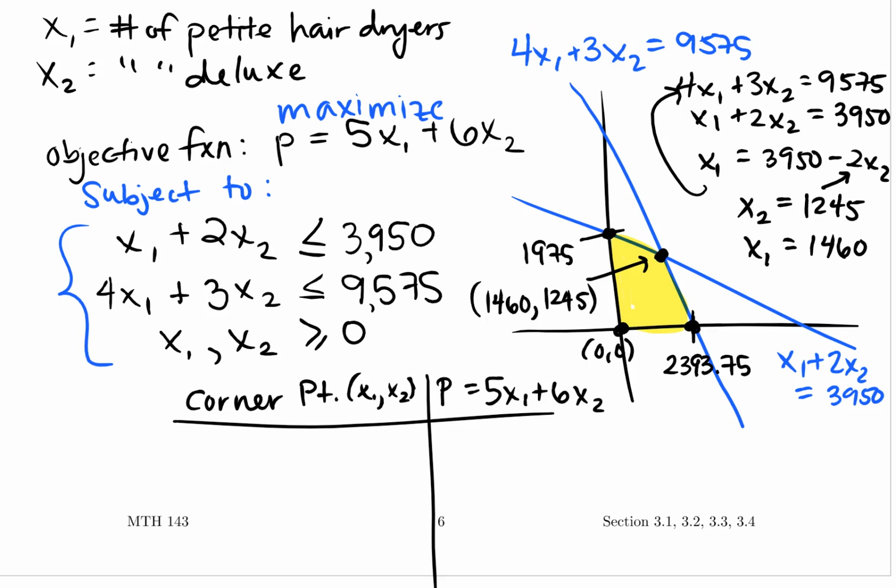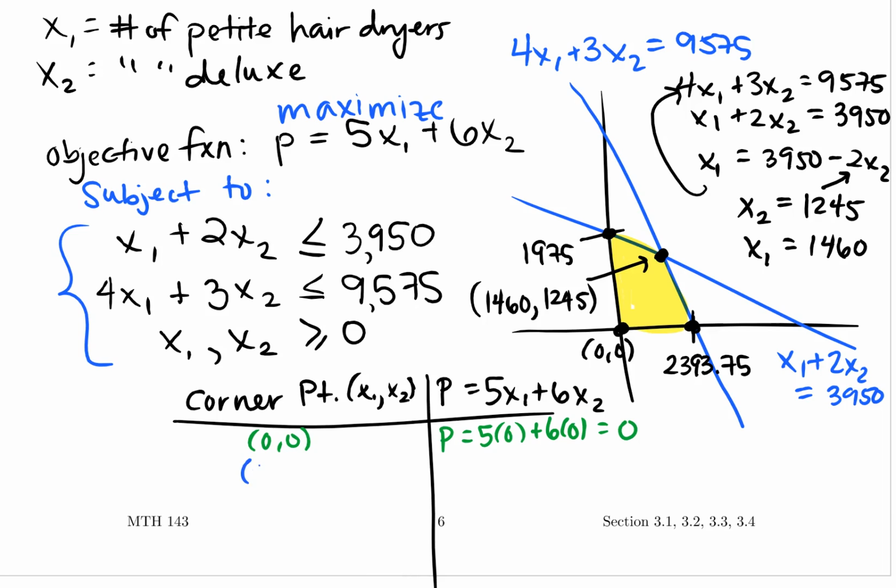So let's go ahead and start with the first corner at the origin, 0, 0. Then our profit would be 5 times 0 plus 6 times 0, so profit would be 0. And that makes sense, right? If you produce nothing, then you should have no profit. Let's try the next one. Let's go clockwise around here.